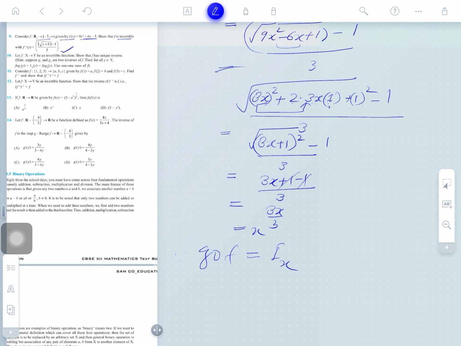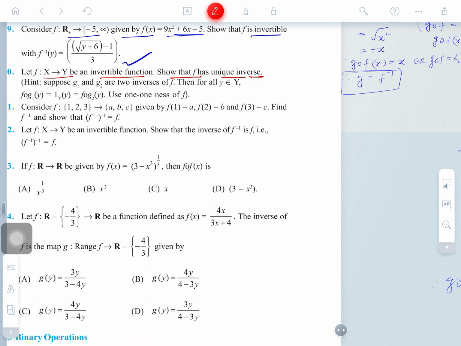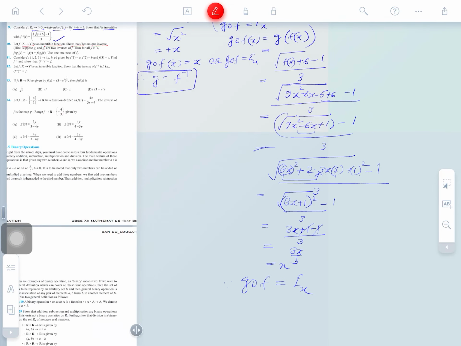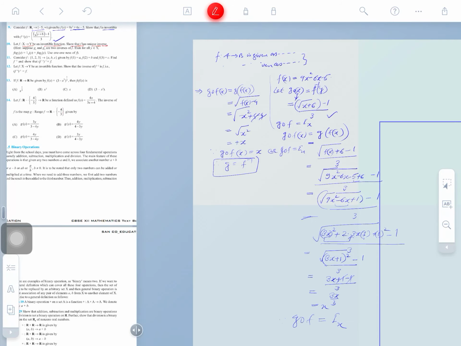Okay guys, understood? Now see the next question also. You may see what the question says: let f from X to Y be an invertible function, so that it has a unique inverse. The meaning of unique inverse is obviously that the inverse is only one, the inverse cannot be two here. So, how will we prove that there are two inverses here? We will use the contradictory method here. You may see what the question is saying. So, the solution technique.